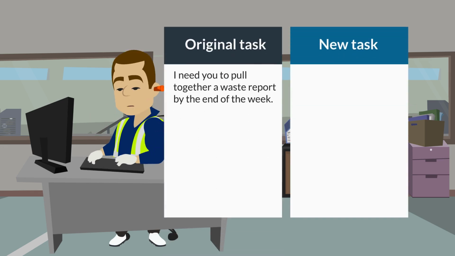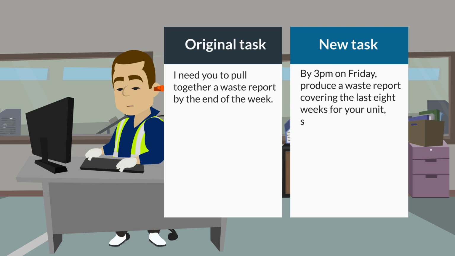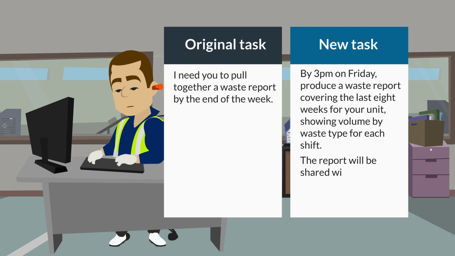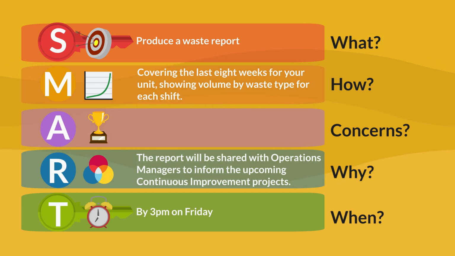Now compare that with this version. "By 3 p.m. on Friday, produce a waste report covering the last 8 weeks for your unit, showing volume by waste type for each shift. The report will be shared with operations managers to inform the upcoming continuous improvement projects." Nothing about the task itself has changed, but now we have clarity. SMART removes uncertainty and allows people to focus on delivery rather than interpretation.